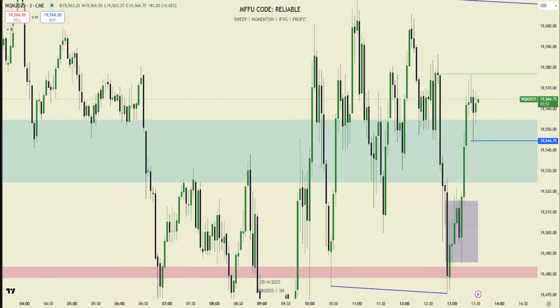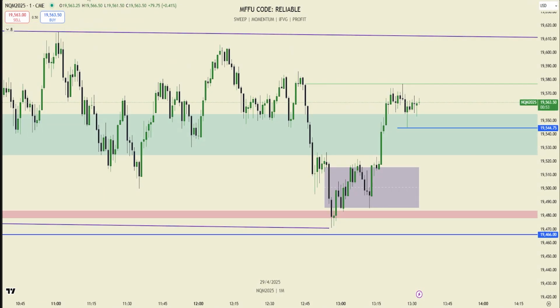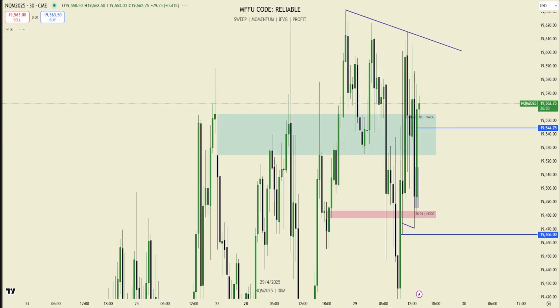We are in super choppy, seek and destroy conditions, but we're creating good draws on liquidity, and we are creating 1 minute fair value gaps. So I don't think the price action's that bad. I think on the higher time frame we're just chopped.